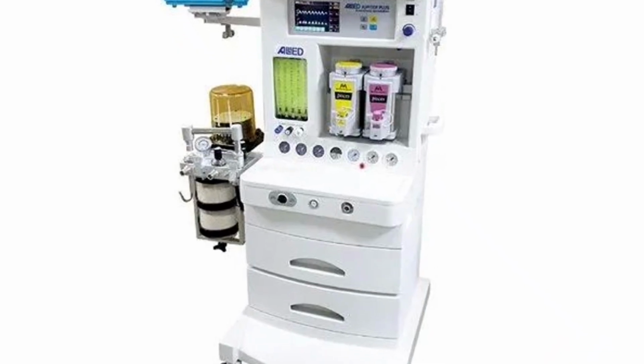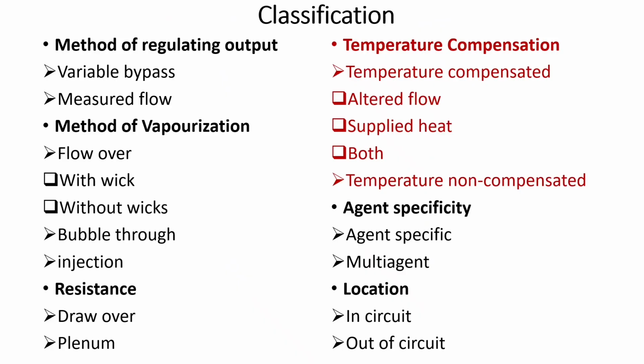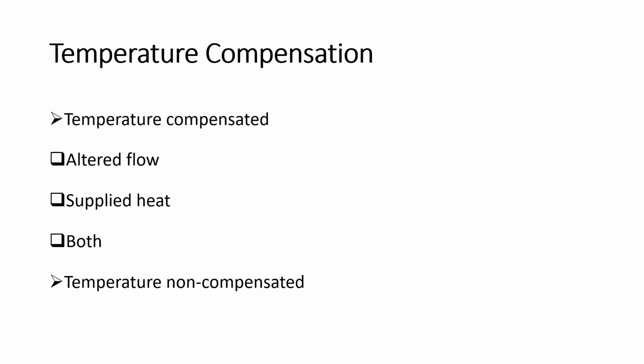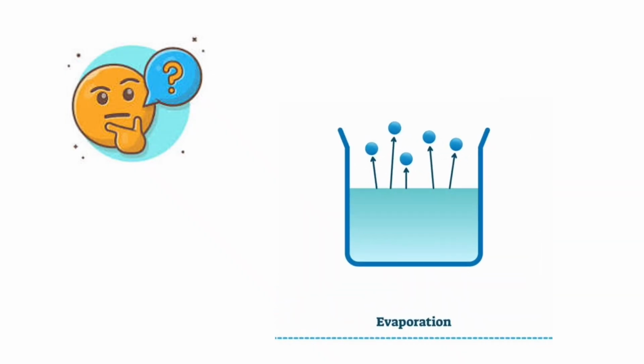The plenum vaporizer is driven by positive pressure from the flow meter and is usually mounted on the machine. The next method of classification is based on presence or absence of temperature compensation. The vaporizers are classified as temperature compensated by altered flow, supplied heat, or both, and temperature non-compensated. Now, why do we need temperature compensation? As we have discussed in our first video, as a liquid is vaporized, energy in the form of heat is lost. As the liquid temperature decreases, so does the vapor pressure.